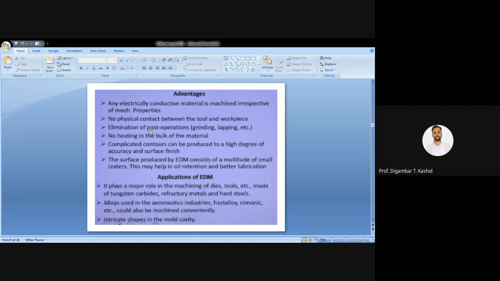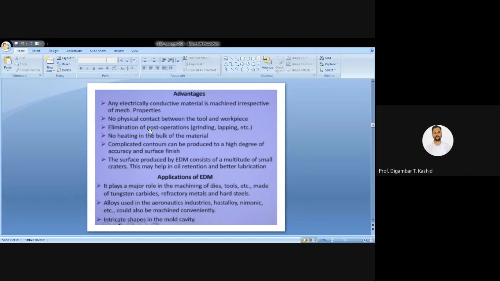In conventional milling or conventional turning operations, there is physical contact between the tool and workpiece. By this process, you can machine any thin section material also, because there is no contact between your tool and workpiece. Any thin section, any delicate components can also be machined by this process.